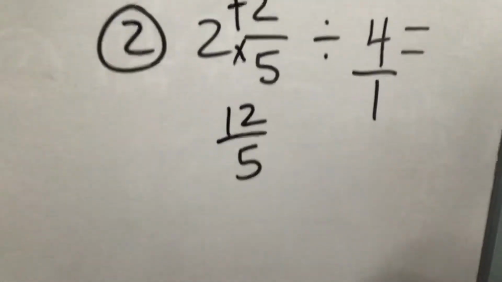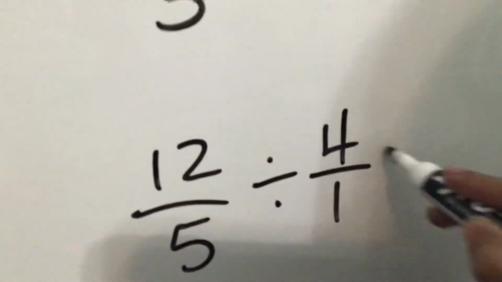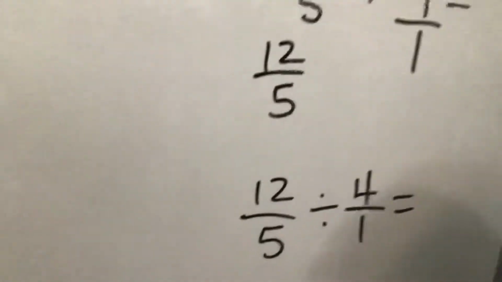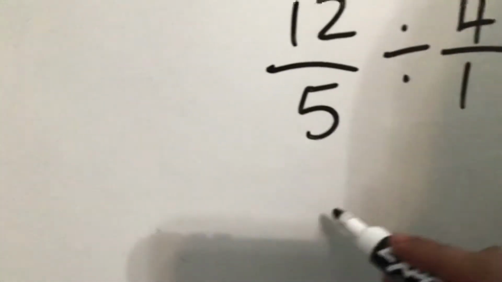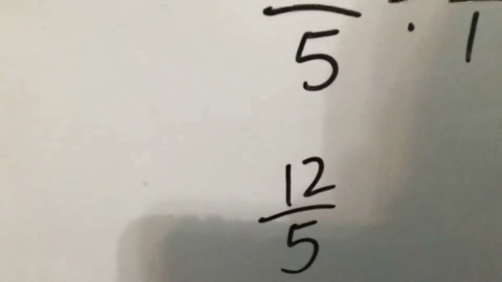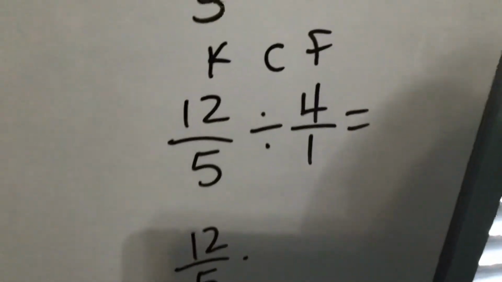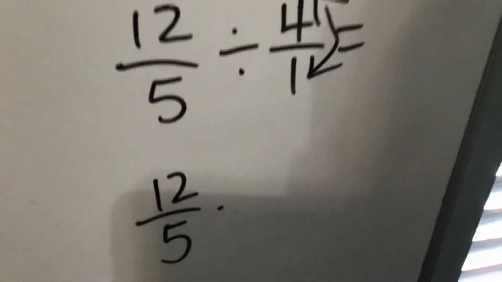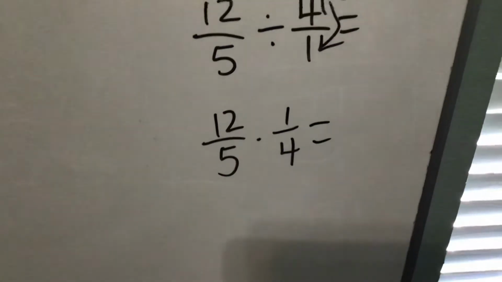So it looks kind of confusing right here. I'm going to go ahead and rewrite it over here. 12/5 divided by 4/1. It's in reality the problem that I have to solve. So now I'm going to go ahead and label the keep, the change, and the flip. So I keep the 12/5. I change from division to multiplication. And then I will flip the 4 and the 1. So the 4 will scroll down. The 1 moves up. Now it becomes a multiplication.